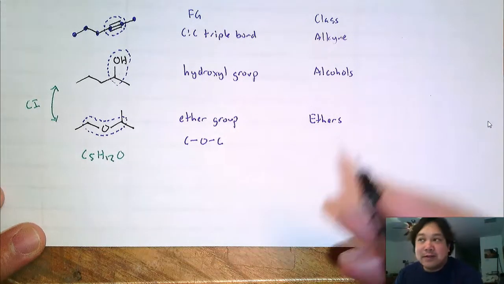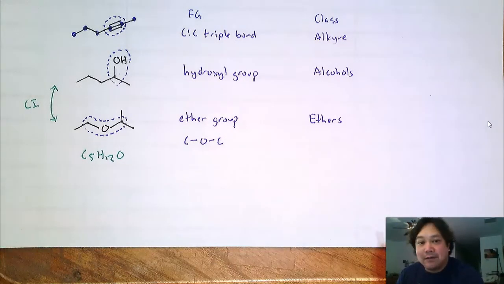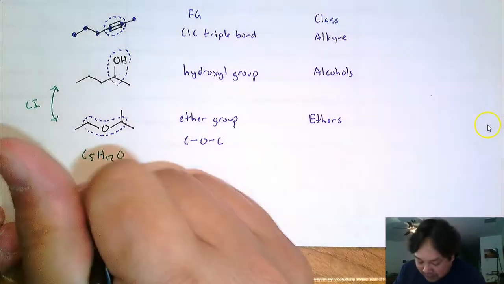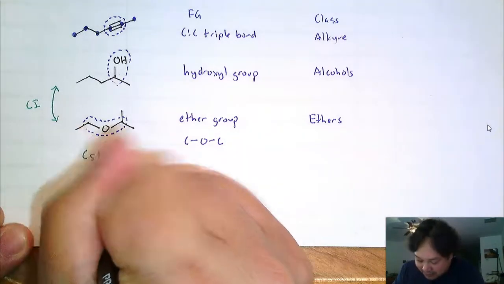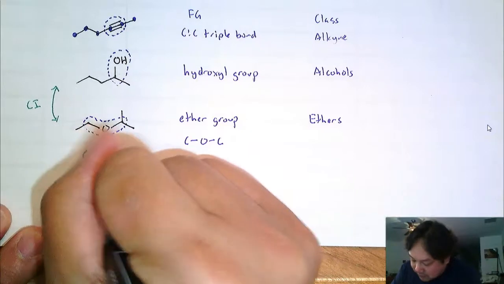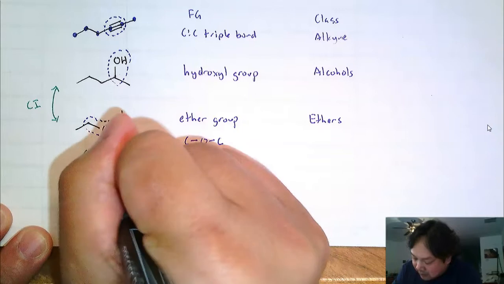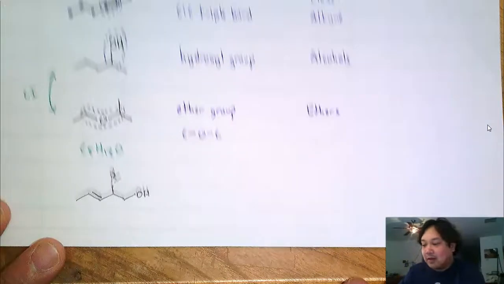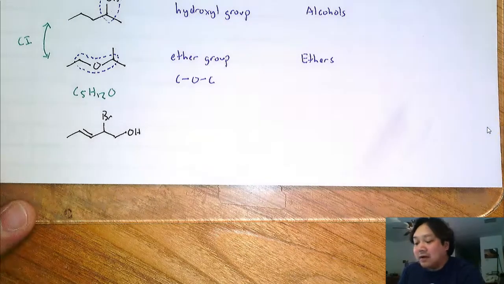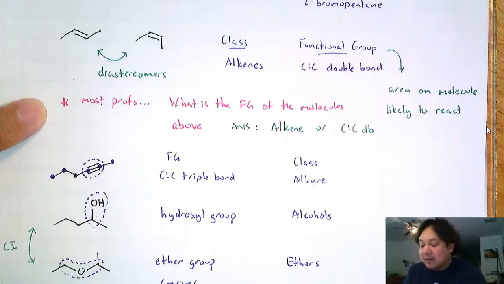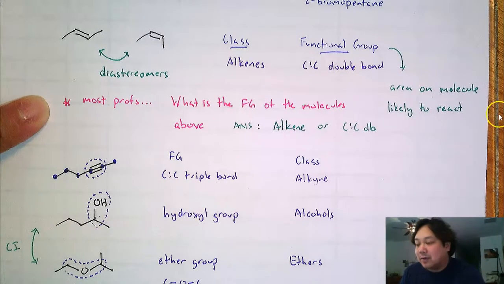You may wonder now that we have a good set of functional groups, what happens if we have a molecule that has several functional groups? Maybe this. Again, the caveat is a lot of professors in the textbook will, if they ask, what are the functional groups present?